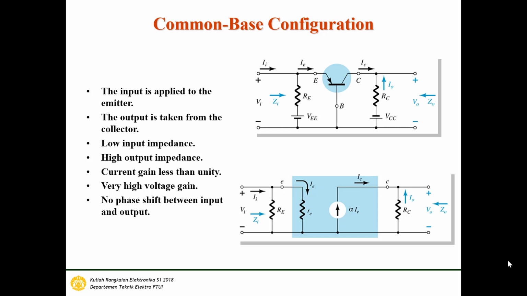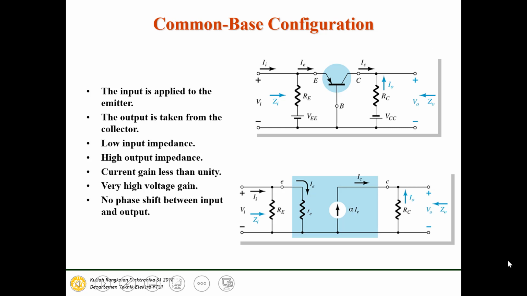Today we continue our class about electronic circuits one, and today we will discuss the common base configuration, after we already discussed last week the common collector and also the common emitter. Okay, and what is the common base configuration?